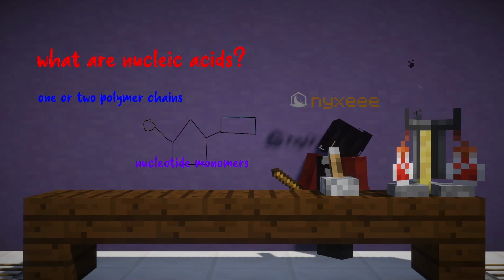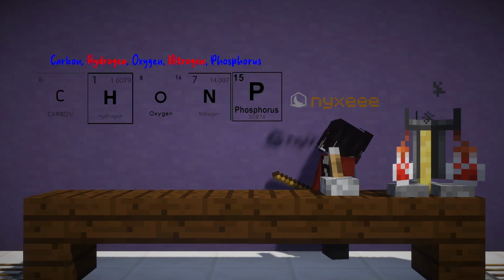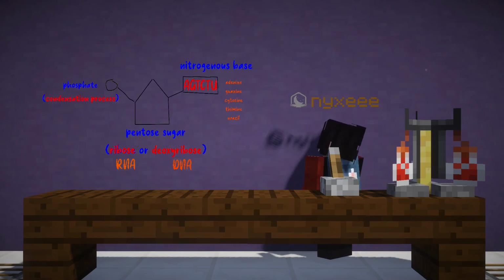These nucleic acids are formed from the elements of carbon, hydrogen, oxygen, nitrogen, and phosphorus. Each of these nucleotides consists of a pentose sugar, a nitrogenous base, and a phosphate group that are combined together through the condensation process. As you can see here, the pentose sugar is either ribose or deoxyribose, and the nitrogenous base is made out of 5 elements, which are adenine, guanine, cytosine, thymine, and uracil.